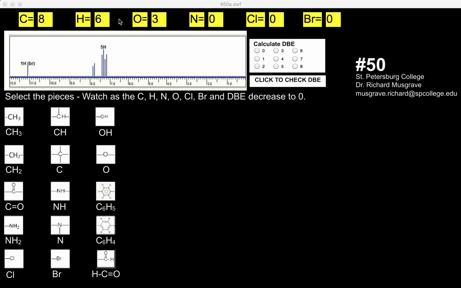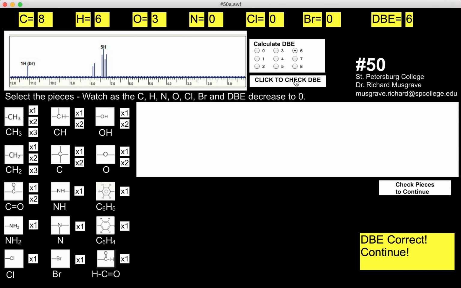This one is C8H6O3, that has 6 double bond equivalents. What we see here is an aromatic ring 5H, so that would be a C6H5, it's in the 7 to 8 region. We have a 1H here as well, and that's going to be an OH because it's 1H broad, single peak. And what do we have left over?